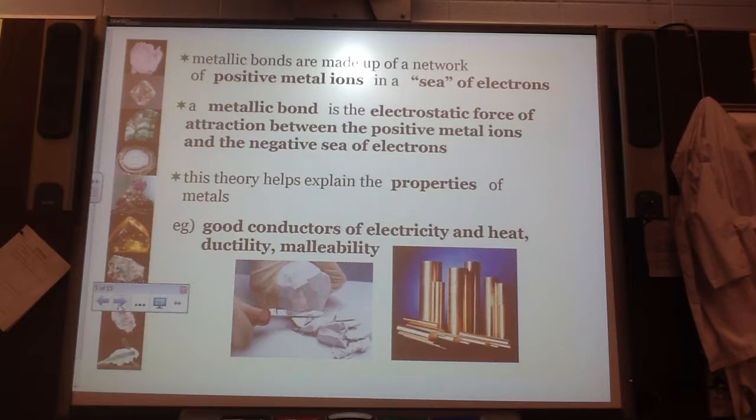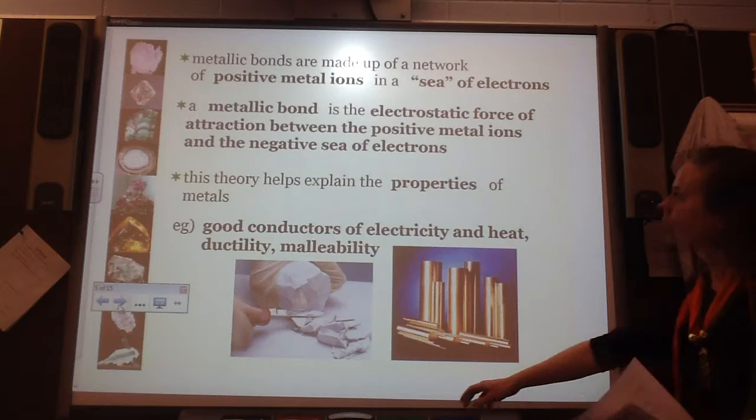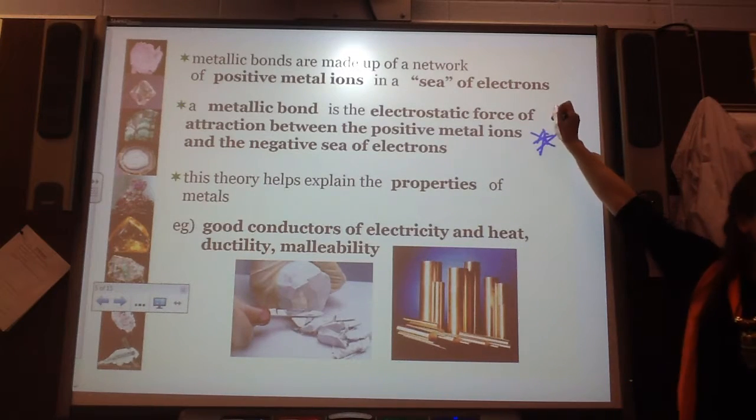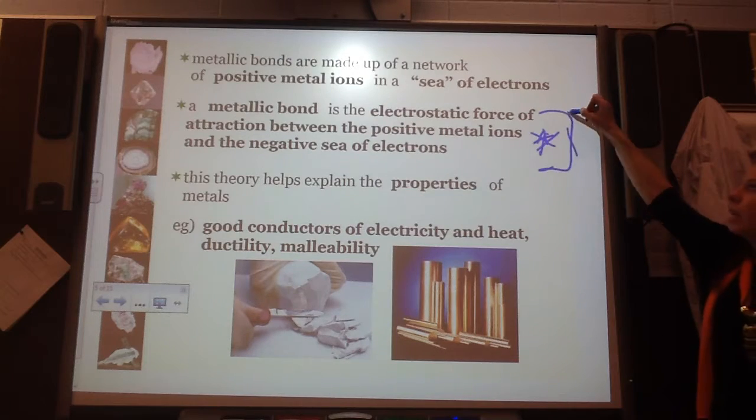So, a metallic bond, and this is a definition, is the electrostatic force of attraction between the positive metal ions and the negative sea of electrons. So this is the key definition that would be important to memorize, okay? This is our summary explaining metals.